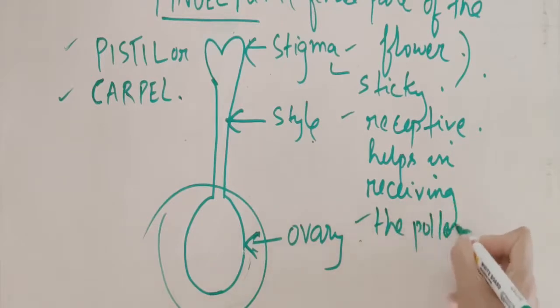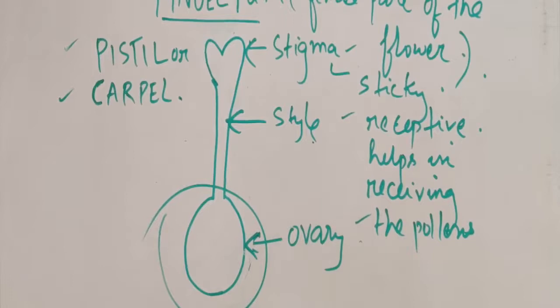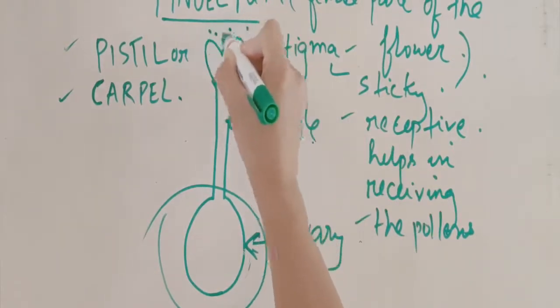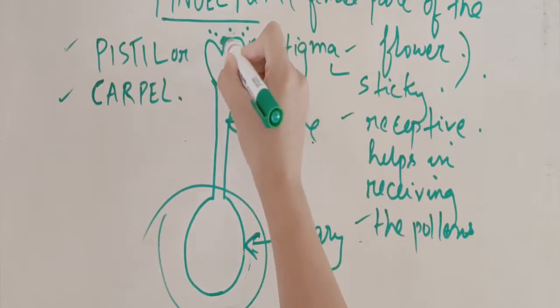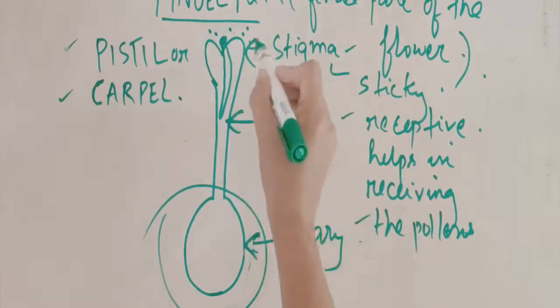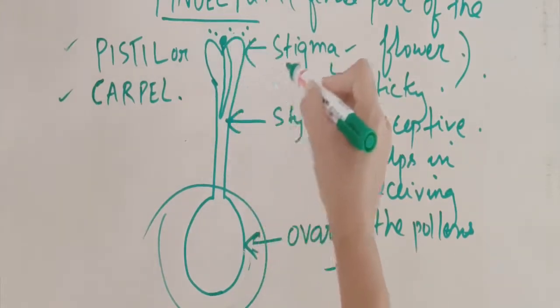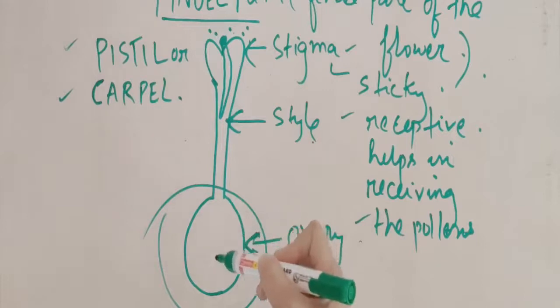On to the stigma, pollinating agents like bees and different kinds of animals as well as human beings bring the pollen grains. Why? Because the pollen grain forms a pollen tube. So the stigma receives the pollen grains, and the pollen tube enters the style.